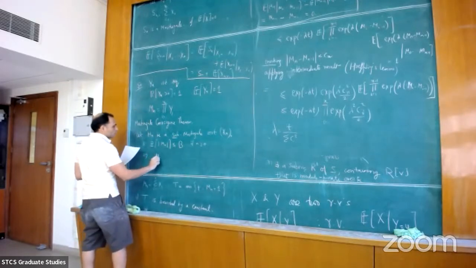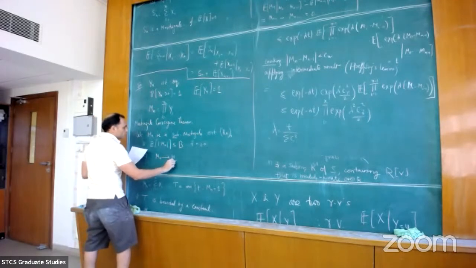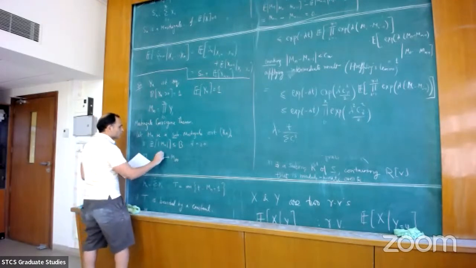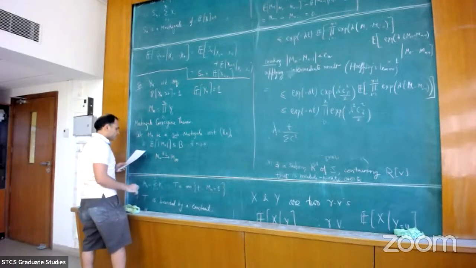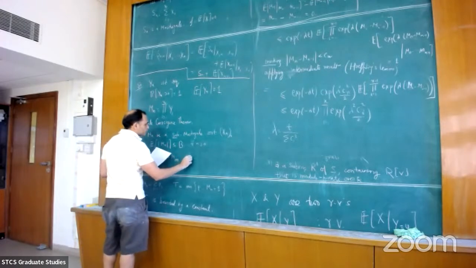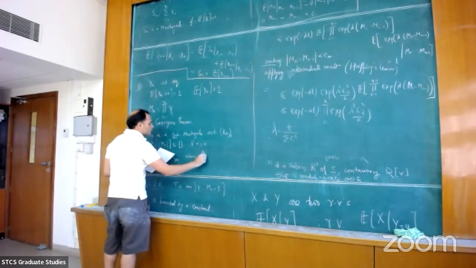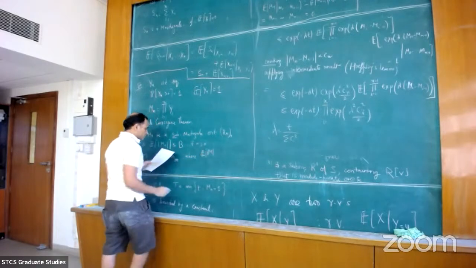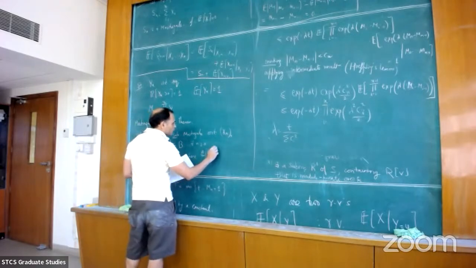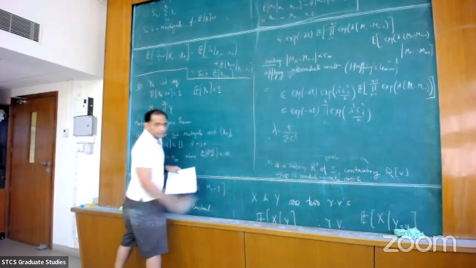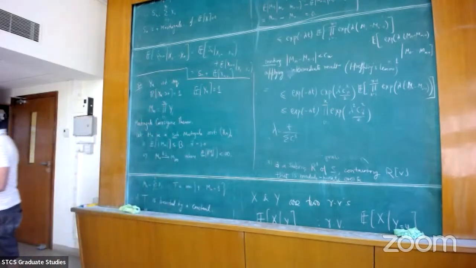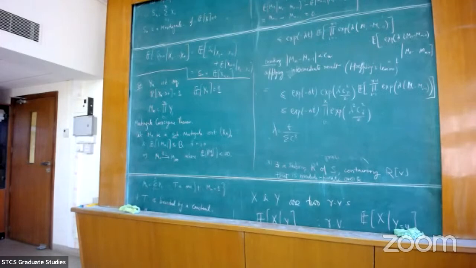Then M_n goes to some random variable M_infinity in the almost sure sense, where the expected value of M_infinity.